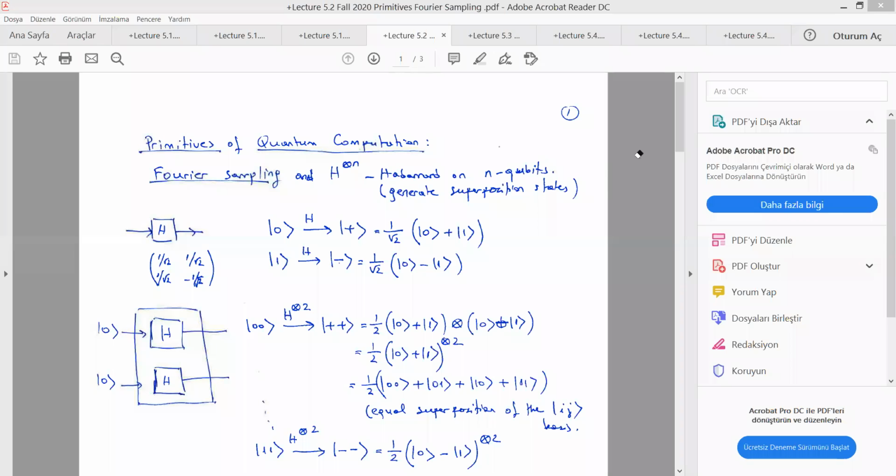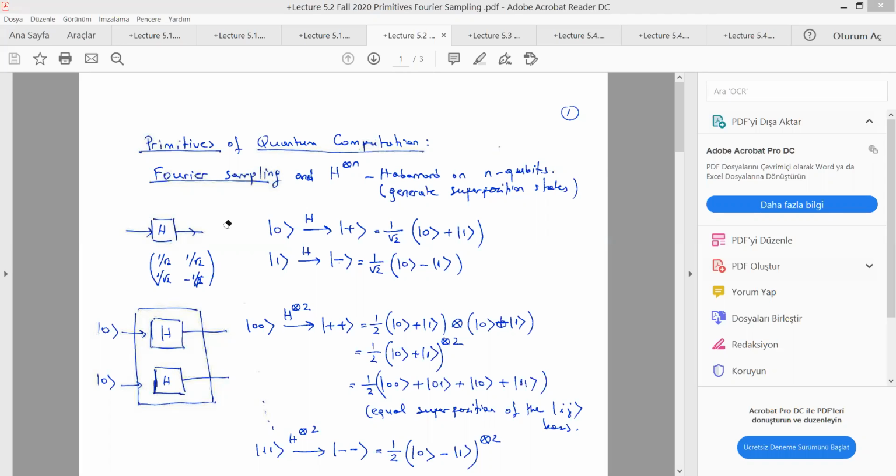And one of the most important of these primitives is what we call Fourier sampling. Fourier sampling is basically a Hadamard gate tensored n times. In other words, you have an n-qubit system and you apply a Hadamard gate to each one of these qubits, which produces a superposition and an entangled state. We are going to see this construct in almost all of the quantum algorithms that we are going to discuss. So it's important to understand how it works.